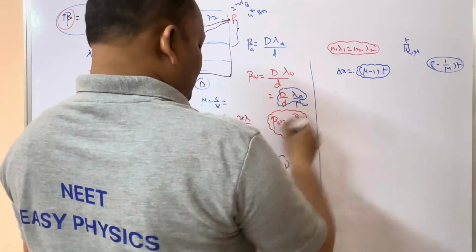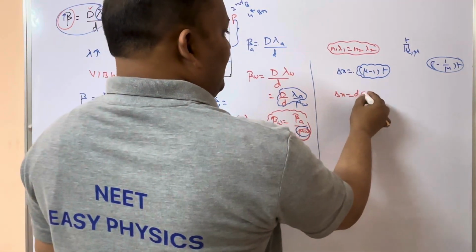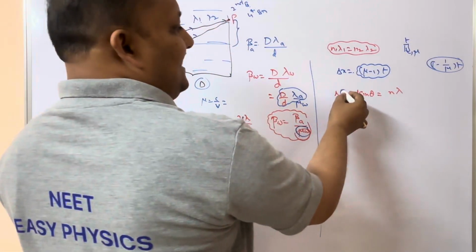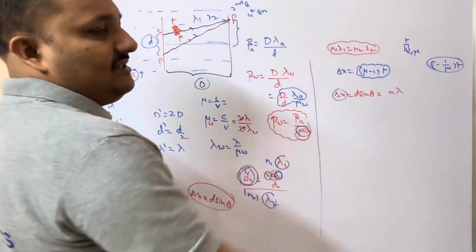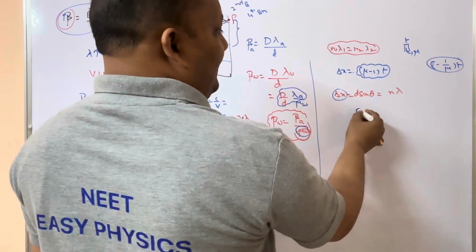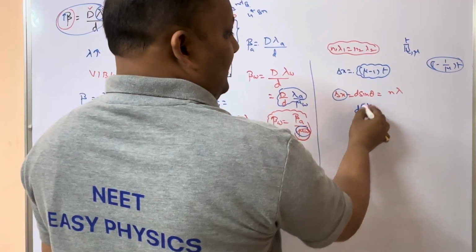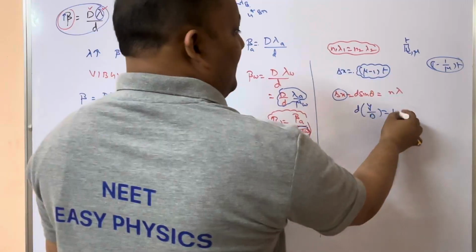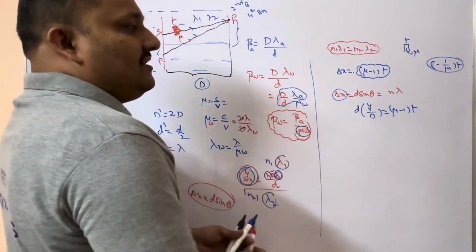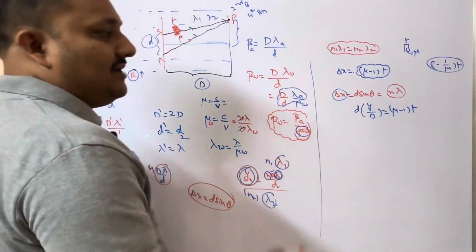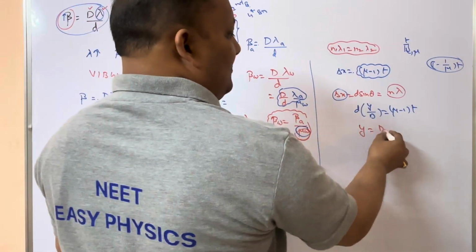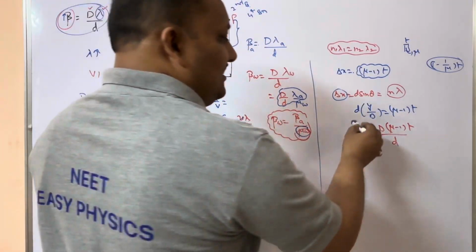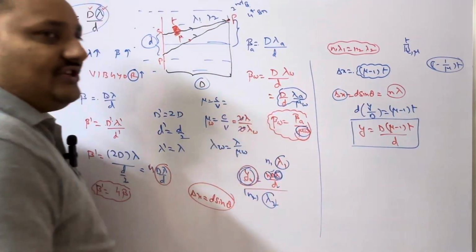So our formula is delta x equal to d sine theta is equal to n lambda. So what is delta x we got here? Mu minus 1 into T, that is the shift. Then d sine theta, y by d, is going to be mu minus 1 into t. If it is forming a bright band or dark band, we will use n lambda or n minus 1 lambda. Now y is equal to capital D into mu minus 1 into t by small d. This one we are going to write as the shift, isn't it?